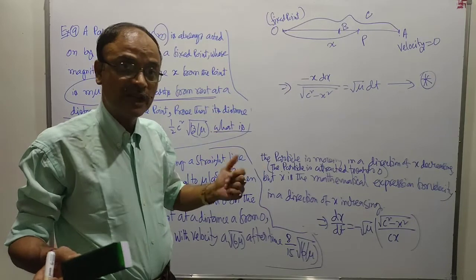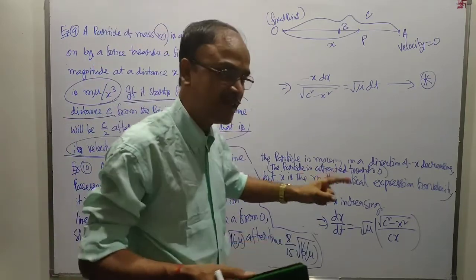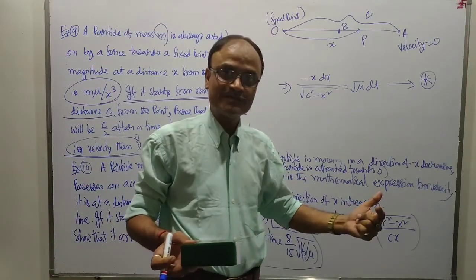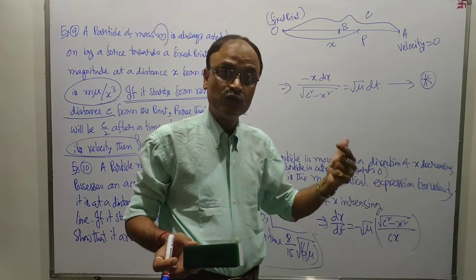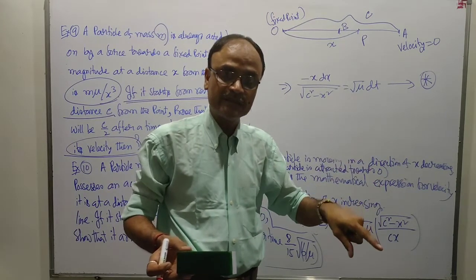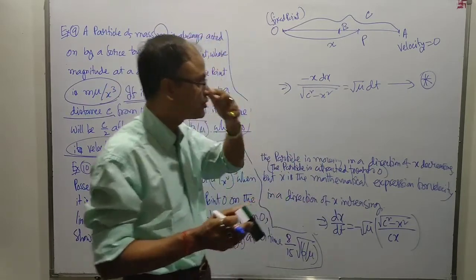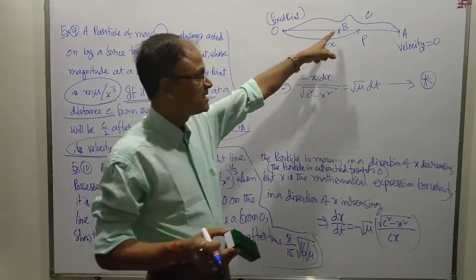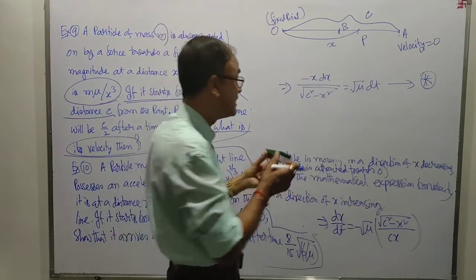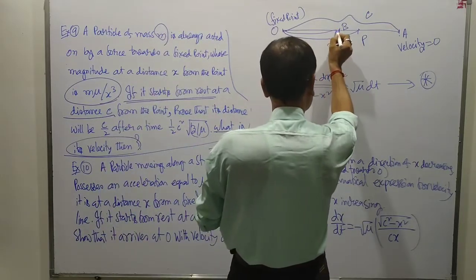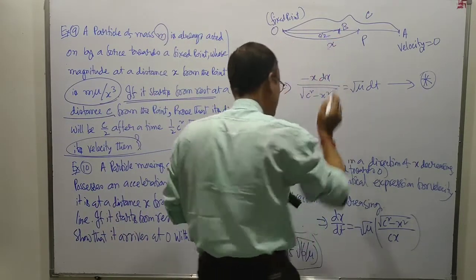Now, what is our aim? We are to find the time taken by the particle to reach a point which is at a distance c by 2 from the center of force, to reach the point B. This distance is c by 2.